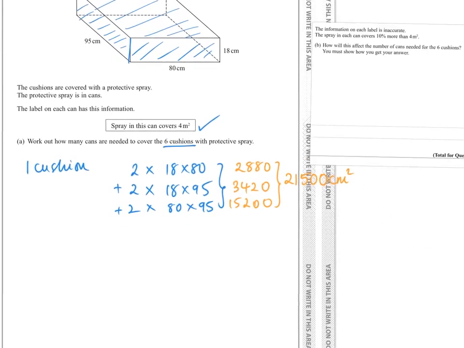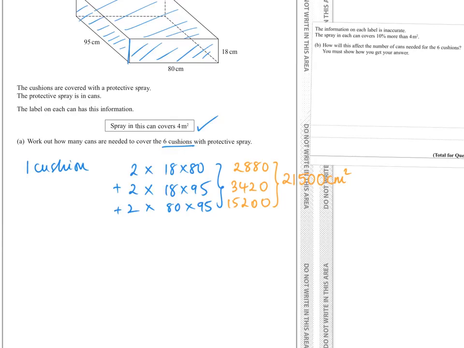Let's create a little bit more room here. So I'm going to convert 21,500, that's one cushion, and I'm going to times that by 6, and then convert into metre squares, so bear with me. 21,500 times 6 will be 129,000 centimetre squares. But how do I change that into metre squares?